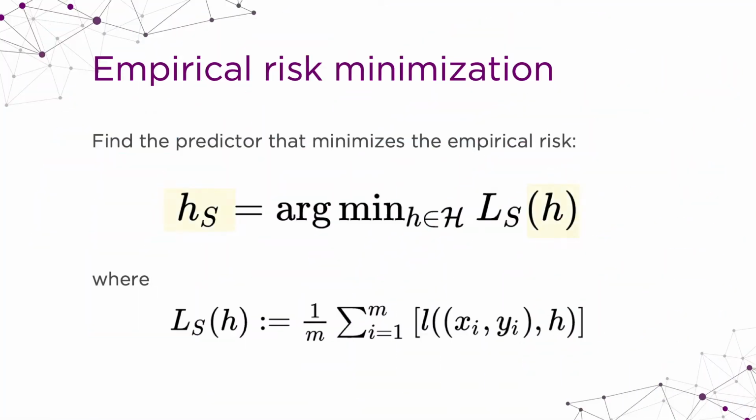Minimize, we will just define this model H, which depends on the dataset, to be the model that will minimize the empirical risk, this formula. So HS is the empirical risk minimizer.